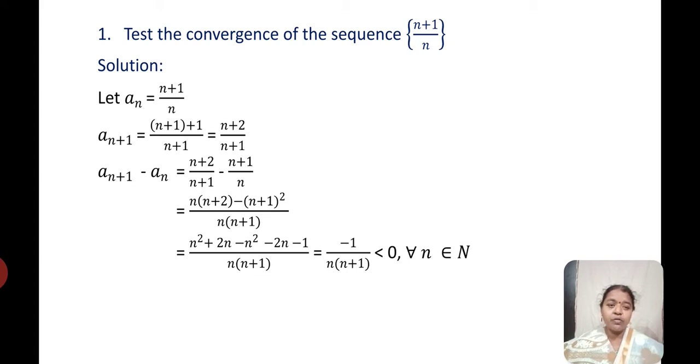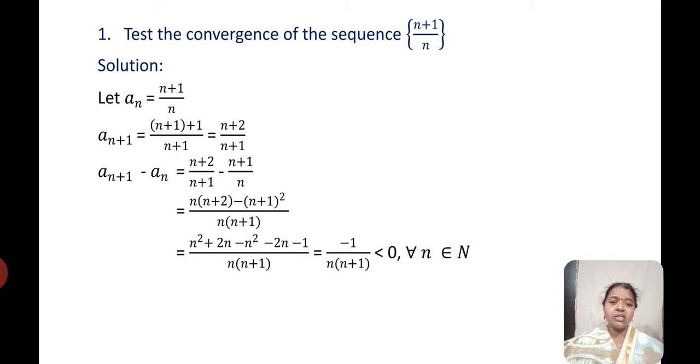Next we have to find the difference of both, that is an plus 1 minus an, that's equal to n plus 2 by n plus 1 minus n plus 1 by n. So let's take LCM. LCM is n into n plus 1. By cross multiplying you would be getting n into n plus 2 minus n plus 1 whole square divided by n into n plus 1. Now let's multiply each term and use the a plus b whole square formula. On simplification, I would be getting minus 1 divided by n into n plus 1.